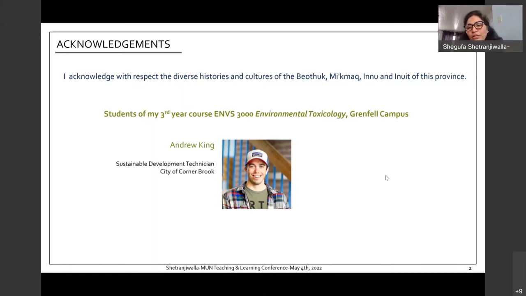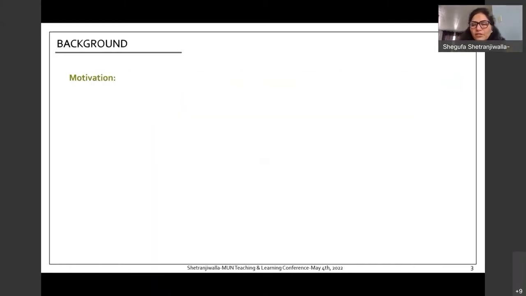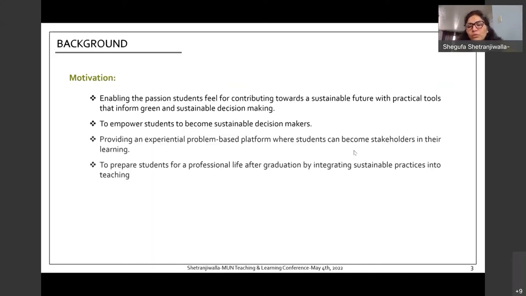So what was the motivation of this study from an environmental toxicology point of view? I've always noticed that students are very passionate. They feel strongly about contributing towards a sustainable future. And they actually like the learning they do, but where they feel inadequate is where they do not know how to transfer that learning to actual action. They lack the practical tools that inform sustainable decision-making.